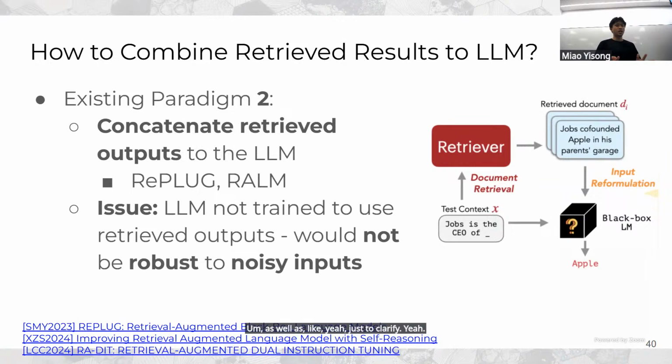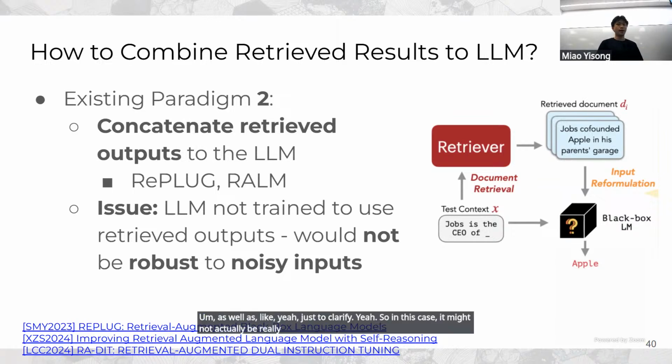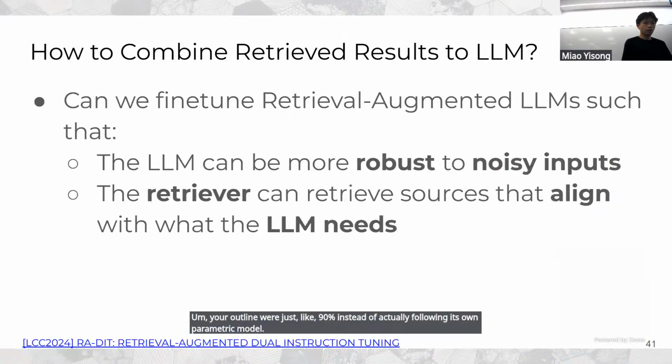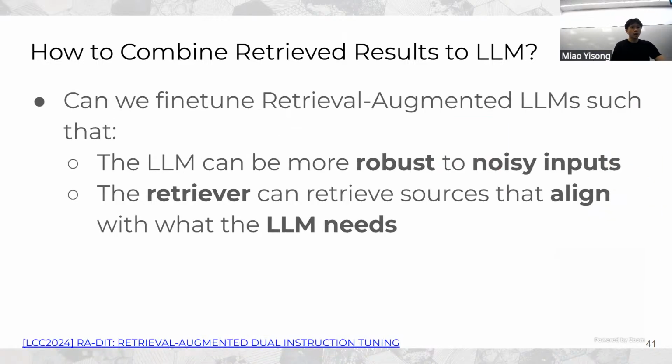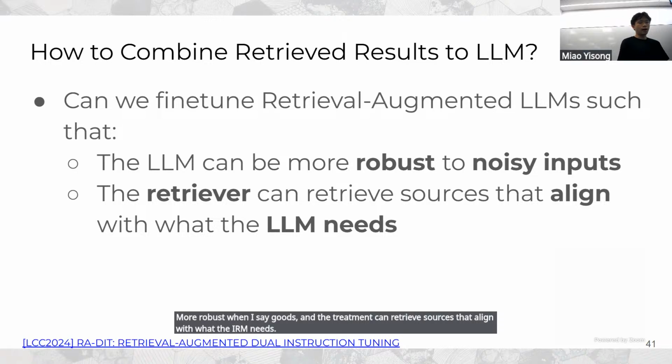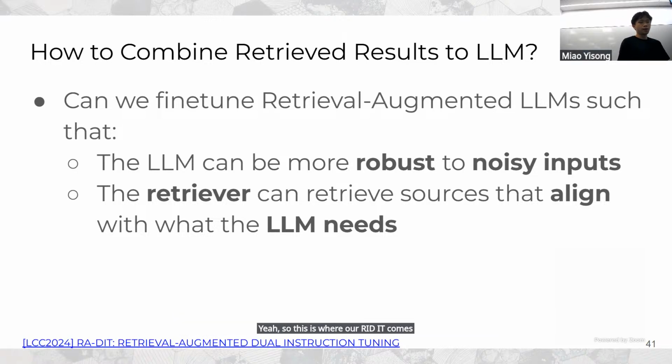So in this case, it might not actually be robust against noisy input. What I mean by this is that, for instance, if a retrieved document is wrong, your LLM might just blindly refer to the retrieved document instead of following its own parametric knowledge. So the question is then, can we fine-tune the LLM such that it can be more robust to noisy inputs, and the retriever can retrieve sources that align with what the LLM needs? Yeah, so this is where RA-DIT comes into play, and it tries to address these two problems.